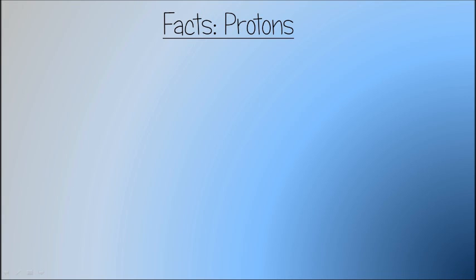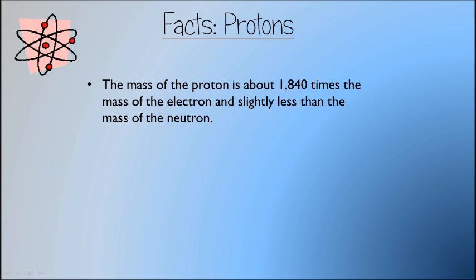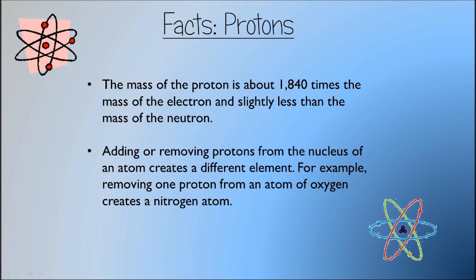Did you know that the mass of the proton is about 1,840 times the mass of the electron and slightly less than the mass of the neutron? Adding or removing protons from the nucleus of an atom creates a different element. For example, removing 1 proton from an atom of oxygen creates a nitrogen atom.